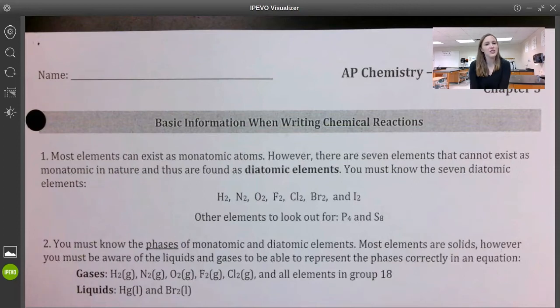Hello, AP Chemistry students. I hope you're ready to really get into equation writing. We're going to be spending a couple days going over each main topic within this section, and it's going to tie in a lot of the stuff from the summer assignment. So hopefully you're ready to go with that.